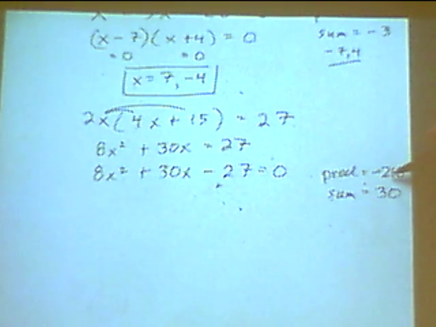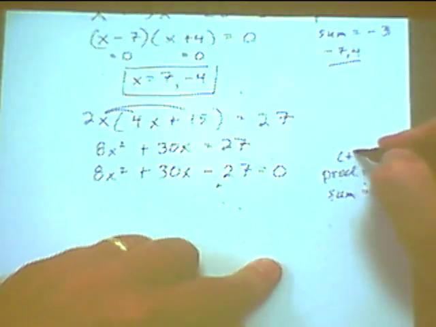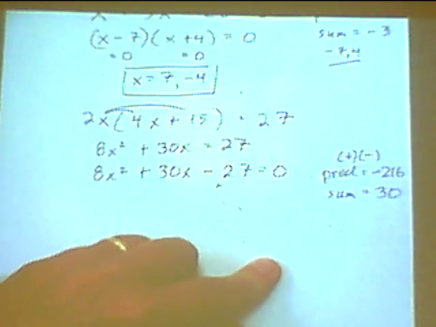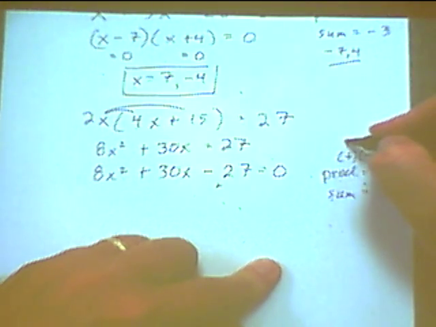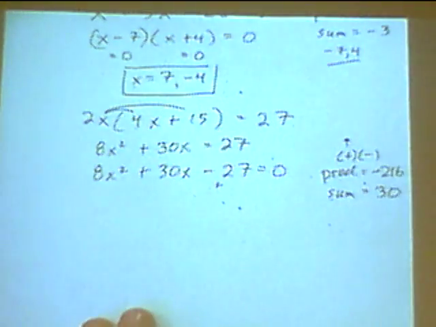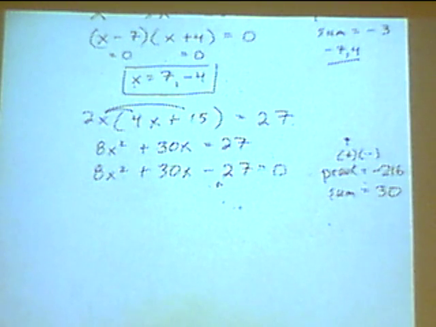Now the first thing I realize is to get a negative product, I'm going to have to multiply a positive number times a negative number, and the positive number is going to be the larger number, because when I add them together, I end up with a positive sum.